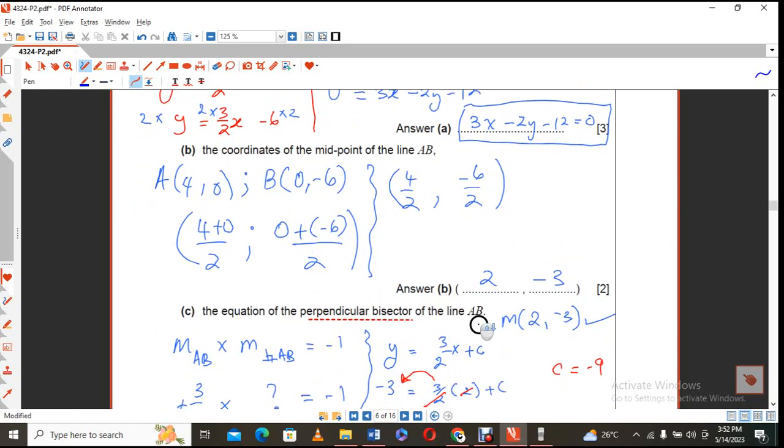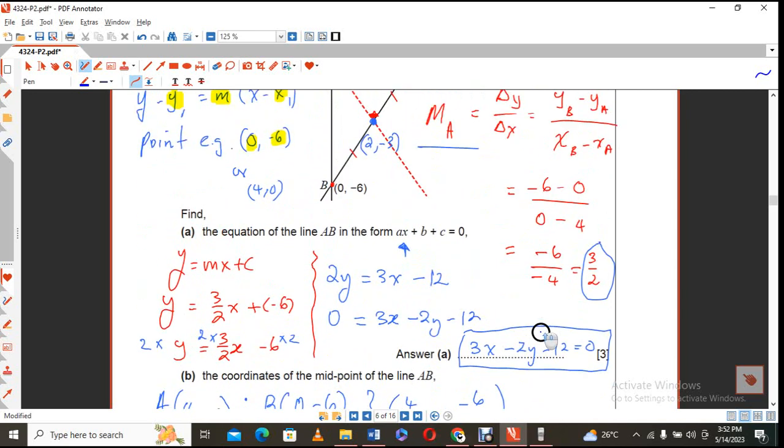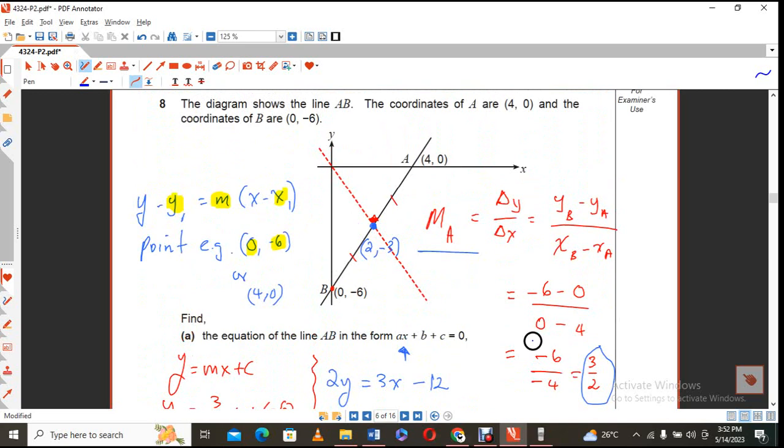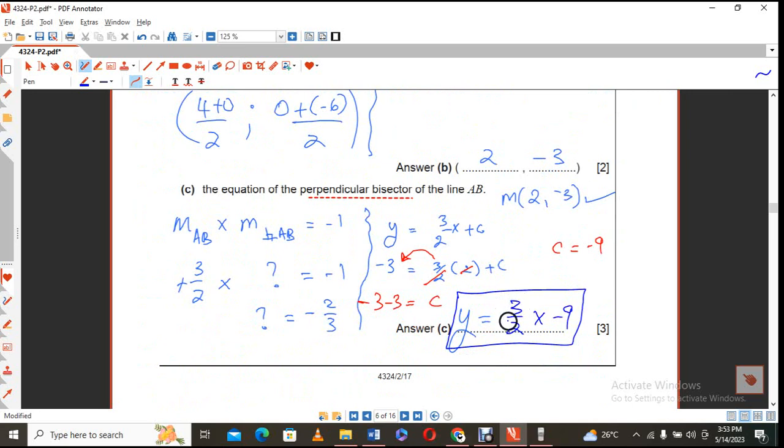X is 2, y is negative 3. Negative 3 equals that times that. So if you are cancelling out, you have a 3, and that 3 comes over to the next side, which is minus 9. So c is minus 9. I guess in this line, the perpendicular bisector is going to be cutting the y-axis at minus 9, and that is now something that I want to look at. The gradient of that line should definitely not be 3 over 2.